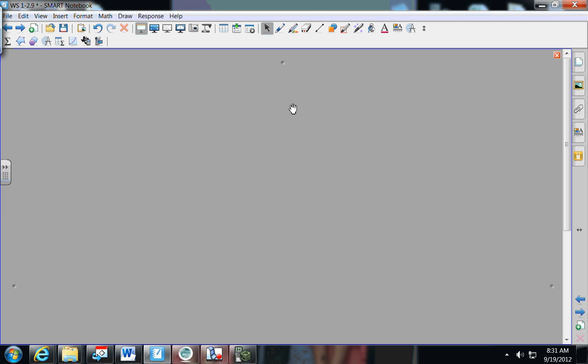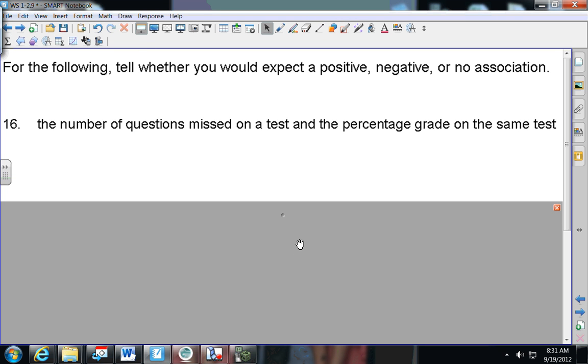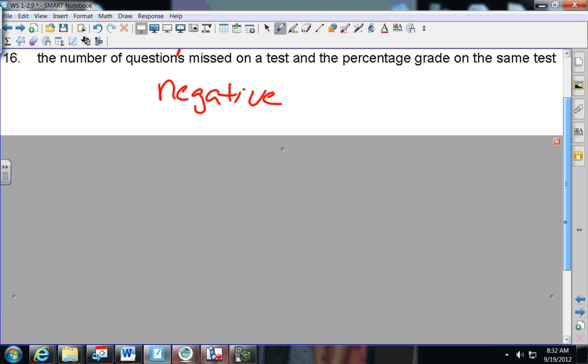Now, on these, we're going to tell whether we're going to expect to have a positive, negative, or no correlation. The number of questions missed on a test and the percent grade on the same test. Well, let's think about this. Let me get my board on here. The more questions you miss, what will happen to your grade? Your grade will go down. If they're going in opposite directions, this is a negative correlation or association.